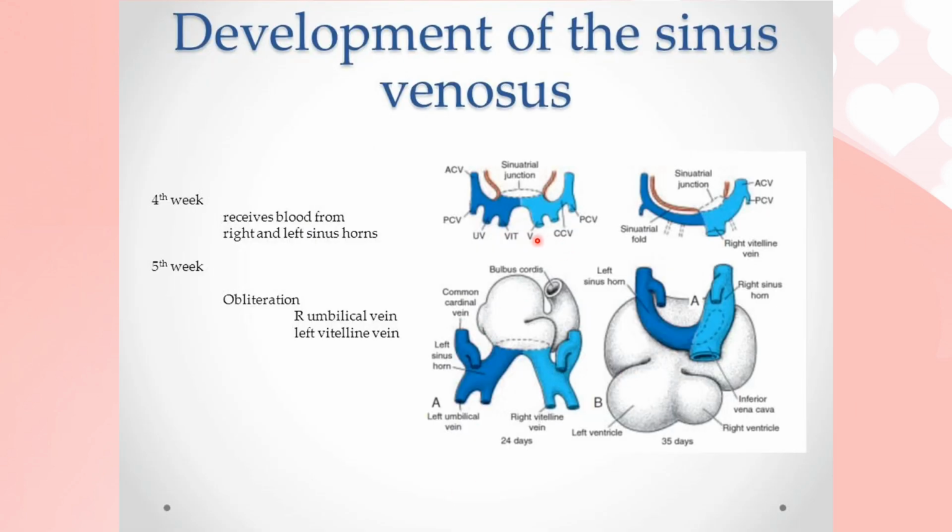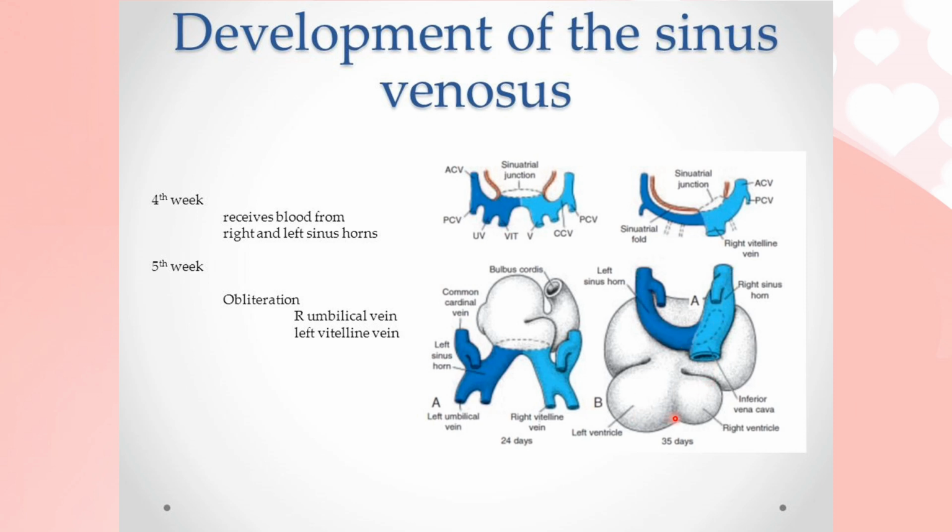Again, in this diagram, you can see the equal size of both sinus horns, and here you can observe that the right umbilical vein has disappeared along with the left vitelline vein. In this diagram, you can see the right vitelline vein is present, and the left umbilical vein and the left sinus horn are present. This is the back side of the embryo showing the left sinus horn and the right sinus horn.